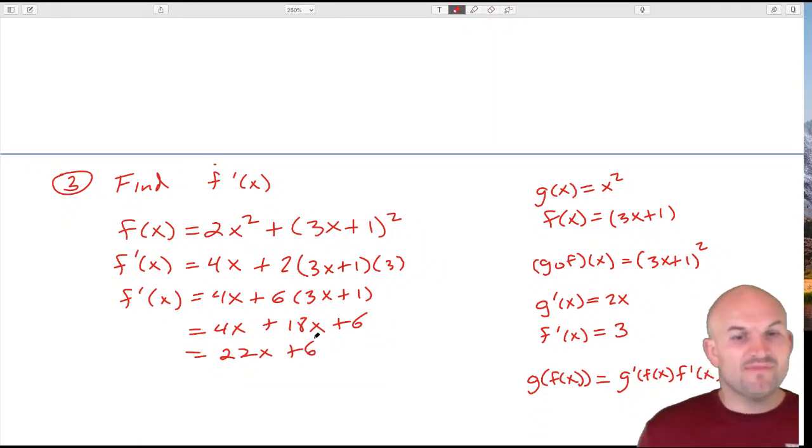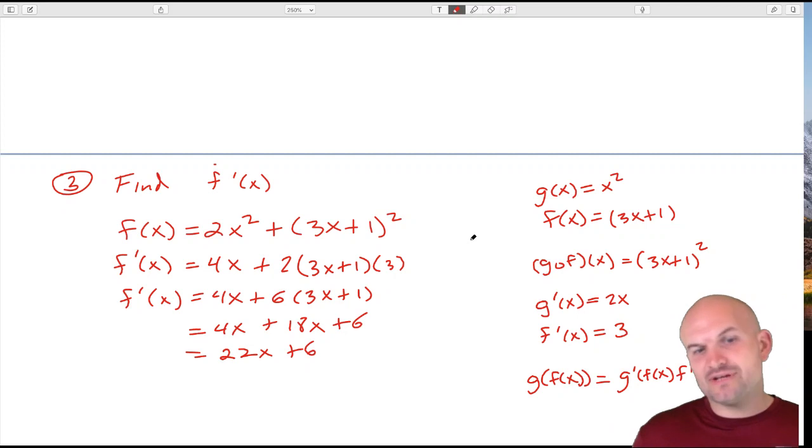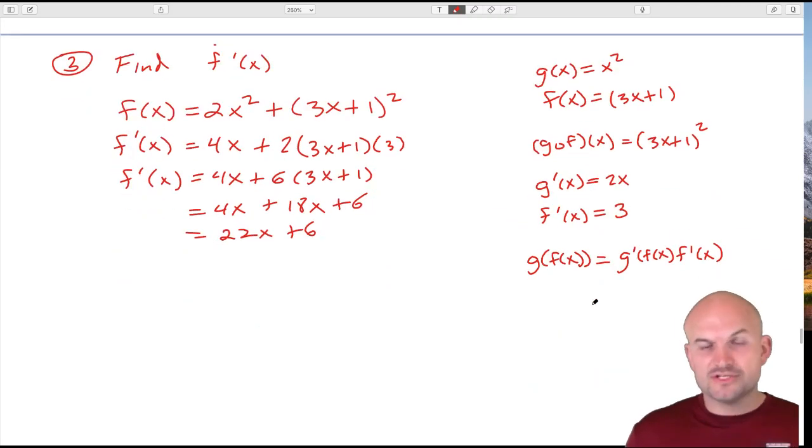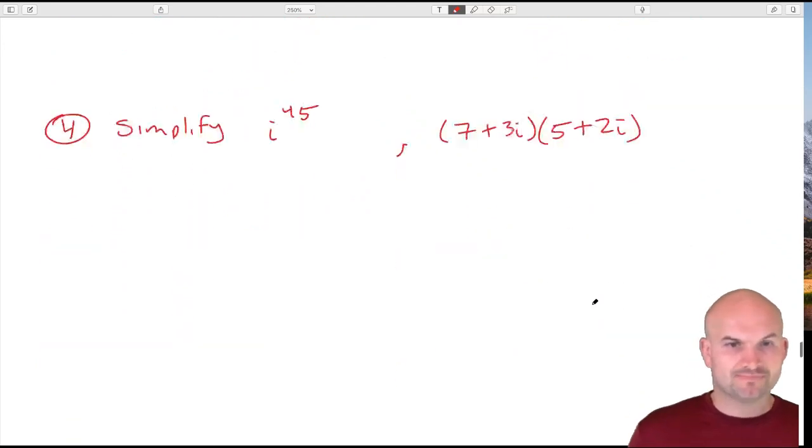Okay, so that's basically the same idea. And again, you guys can see as I went through one problem, I went through at least a little bit of a summary of the chain rule. So therefore, you can apply it to any other problem.